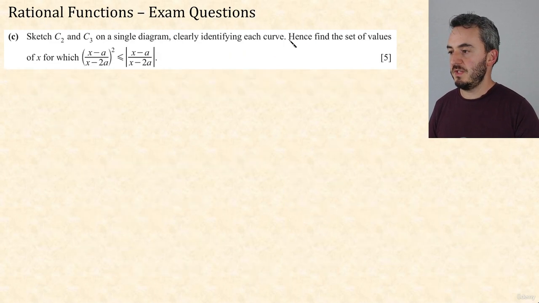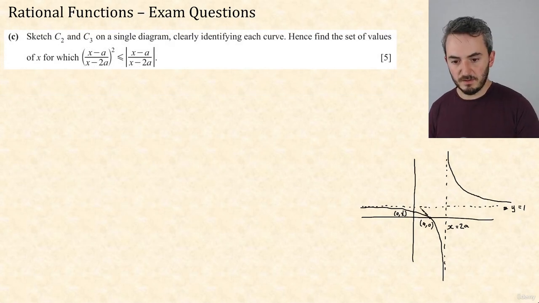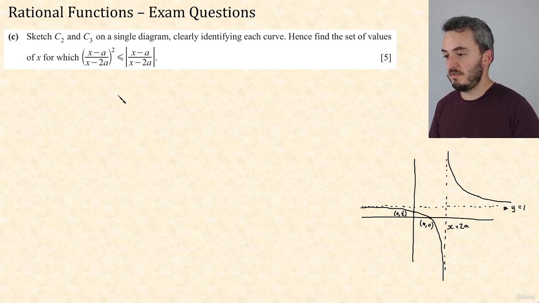Okay, on to part C. Sketch C2 and C3 on the same diagram, clearly identifying each curve, hence find the set of values where the squared version is less than or equal to the mod version. Okay, it'd be very useful to refer back to our original graph, which was this one here. So let's have a little copied version down there. I need to square and I need to take the mod. I need to do it on the same graph. This is relatively challenging.